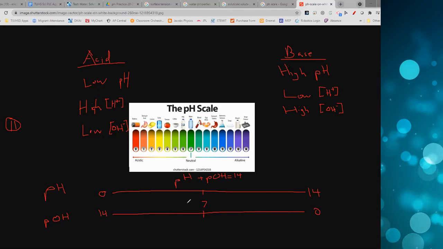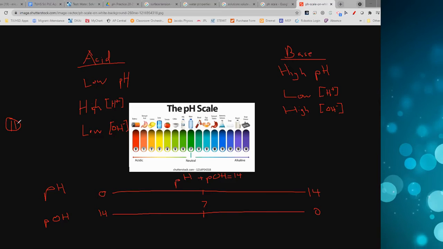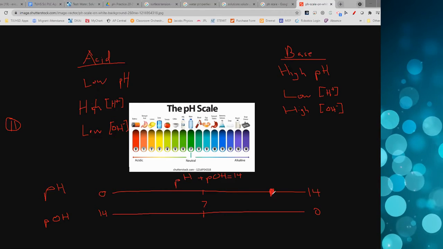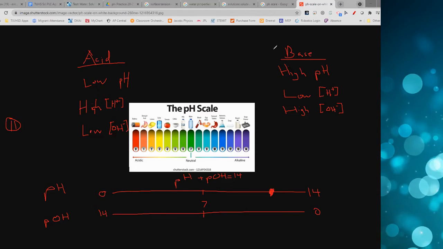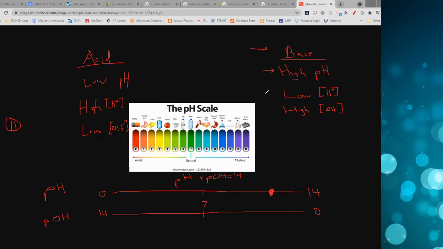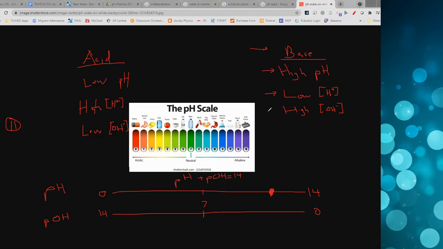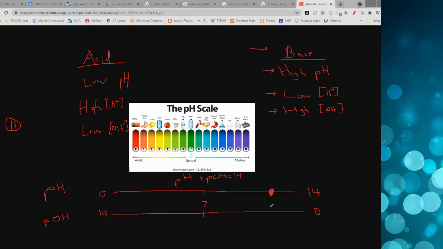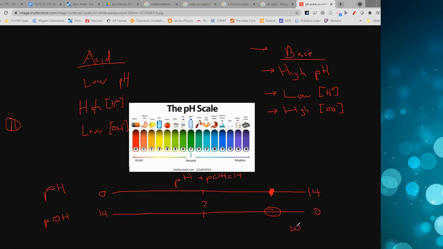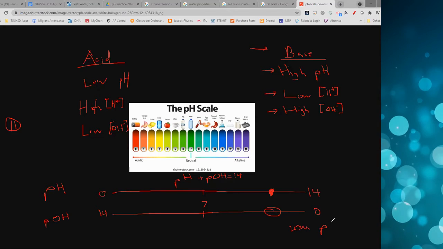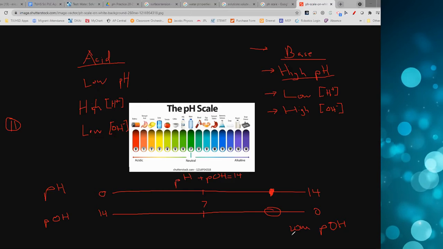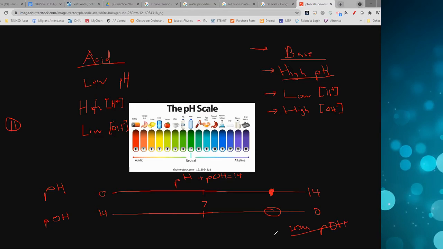Okay, so if I told you that the pH of something is 11, you should be able to use this information to tell me what that means. A pH of 11 is going to be somewhere in this area right here. So it's a base. It has a high pH, low concentration of hydrogen ions, high concentration of OH minus, and a low pOH. If it has a high pH, that means it has a low pOH.